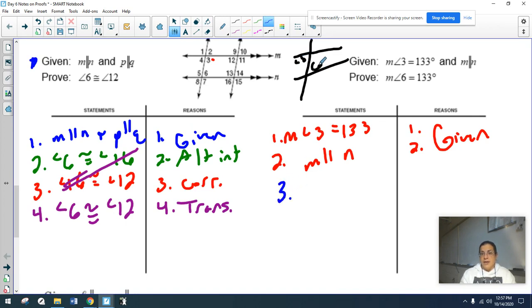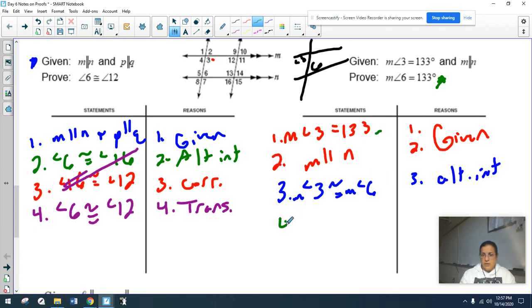So angle 3 and angle 6 can be congruent because they told me the lines are parallel. And since the lines are parallel, 3 and 6 are alternate interiors. Okay, so I'm still not where I'm supposed to be. I'm supposed to get down to here. I'm supposed to say that 6 is equal to 133. Well, I can say that because we said that 3 was 133, and then we also said that the two were equal to each other. So in that case, we can say the measure of angle 6 is 133 degrees.